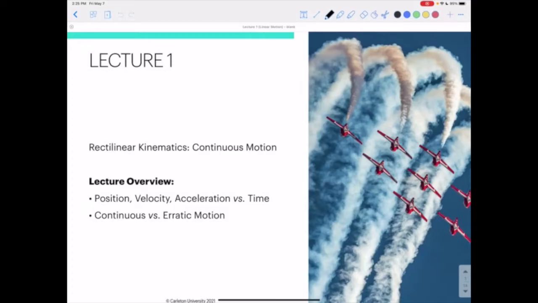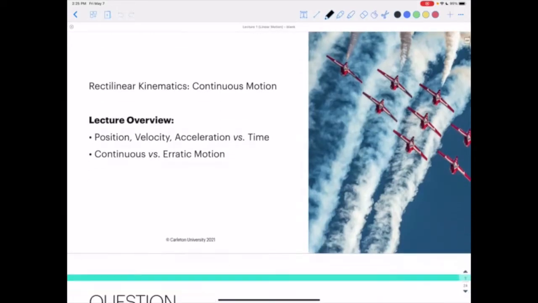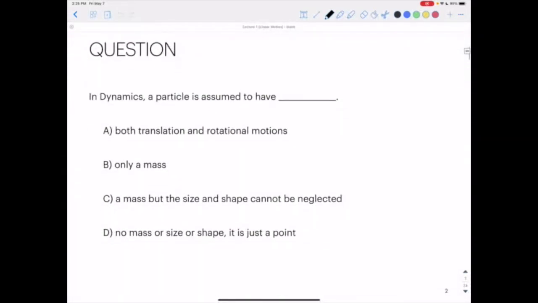So in this video, I'm just going to go over content from our lecture 1, where we talked about position, velocity, and acceleration versus time of a particle. And then we'll finish off with continuous and erratic motion and using graphical methods to solve for position, velocity, and acceleration of a particle. So first off, let's begin with a question.